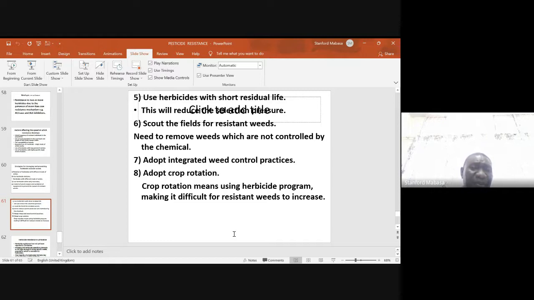Adopt integrated weed control strategies. Adopt crop rotation. I mean, crop rotation means using a different herbicide program, making it difficult for resistant weeds to increase.